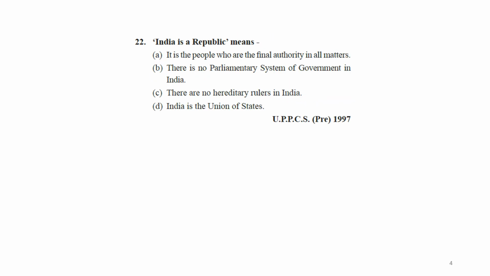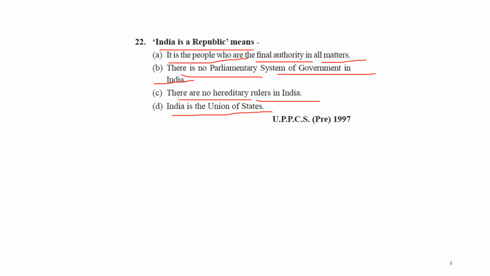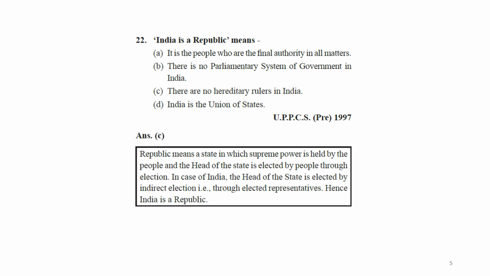Now, India is a republic means, what is the meaning of republic? It is the people who are the final authority in all matters. There is no parliamentary system of the government in India. There is no hereditary rule in India. India is the union of states. The answer will actually be C. There are no hereditary rulers in India. Okay, so the answer is C.